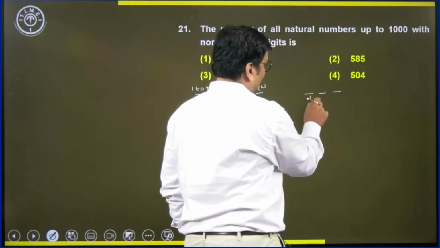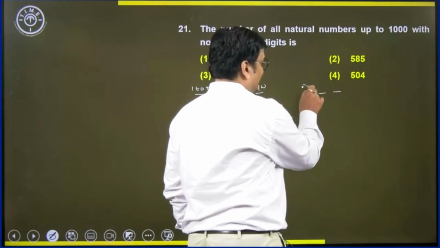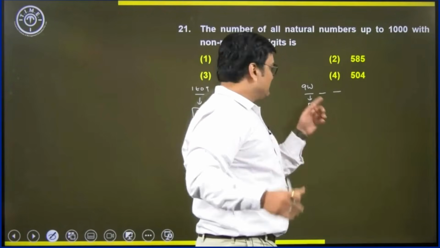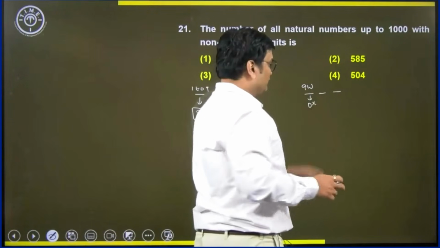3-digit number, again here also this cannot be 0. So this can be filled in 9 ways. Out of the 10 digits, 1 digit is gone. So I am left with only the remaining 9 digits.